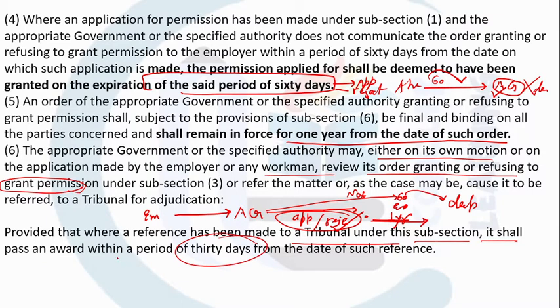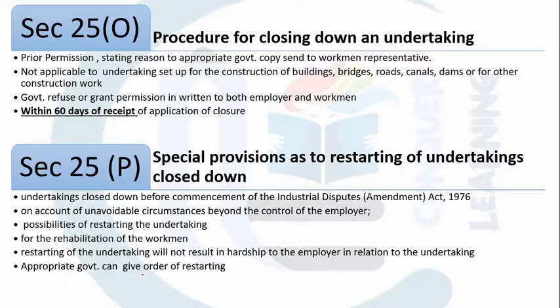Now, suppose it is referred to the tribunal for adjudication. Suppose the appropriate government rejected, so the employer goes and makes an appeal to the industrial tribunal. Whenever it is referred to the industrial tribunal, the tribunal will give the final award, will make the decision within 30 days. Clear? So this is the retrenchment.